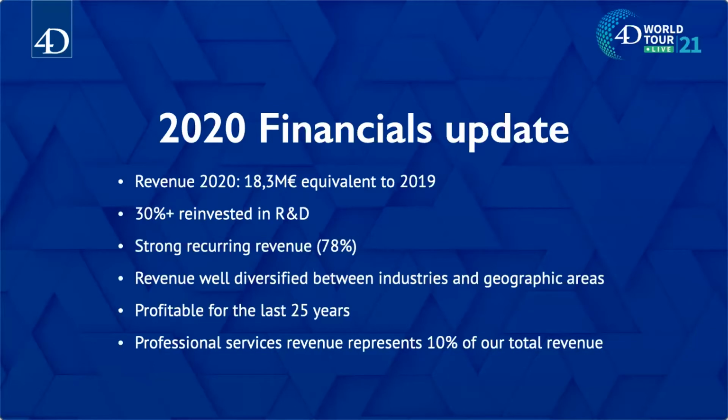Despite the cancellation of both summits and the refund of over $400,000, we still had revenue equal to that in 2019, which itself was a very good year for 4D. And importantly, we continue to invest over 30% in research and development. Strong recurring revenue of 78% allowed us to continue to make large investments in our products and services.